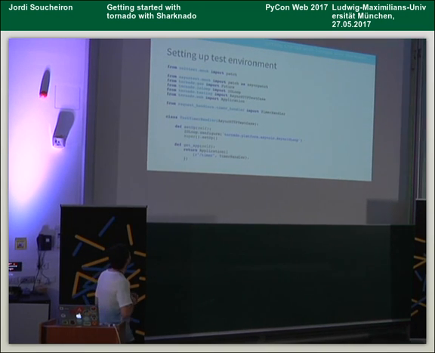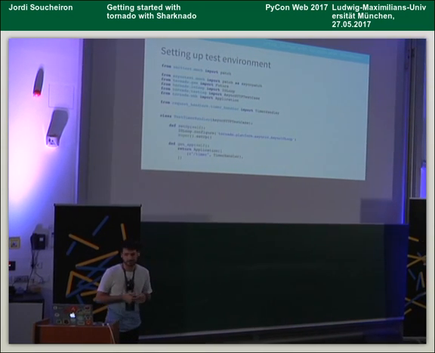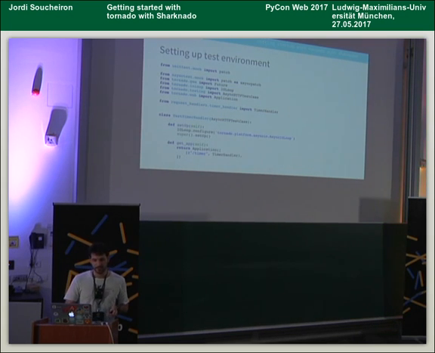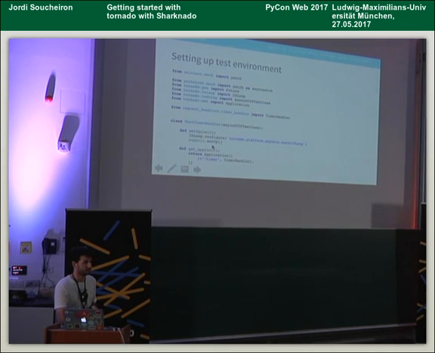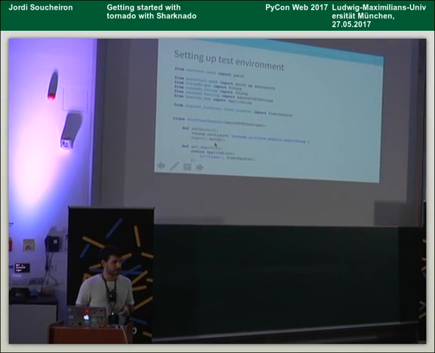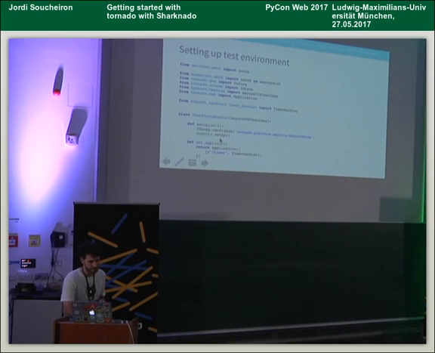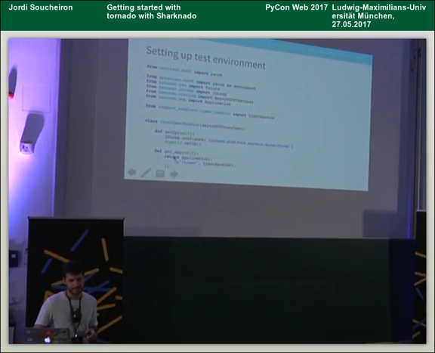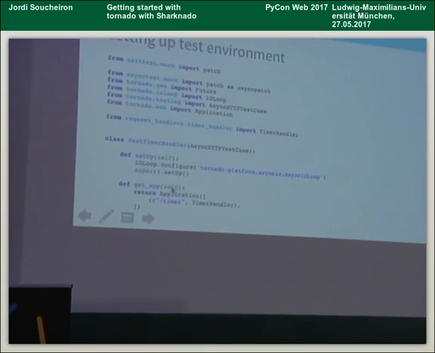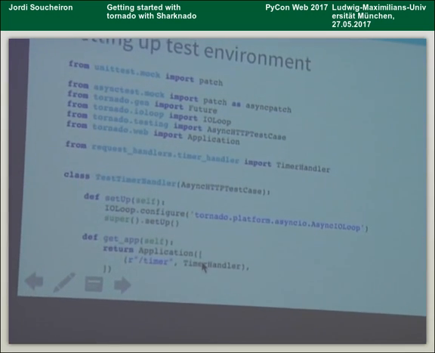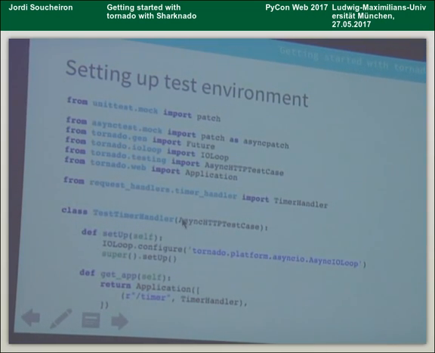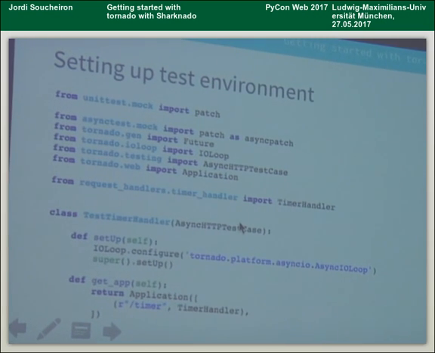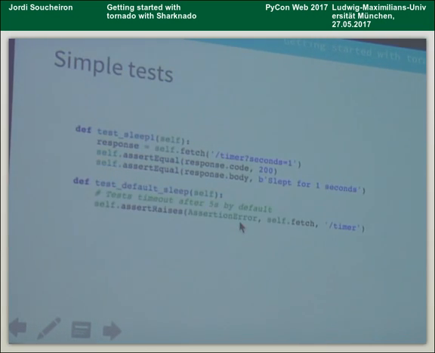Okay, here we can see how we would set up the test environment. Basically, we would need to define what IO loop we want to use. In this case, it's the asyncio one, because it's easier for certain tests. Then we will need to define the application that we want to use. In this case, we just want to test the timer handler. And we need to inherit from AsyncHTTPTestCase. And then we can start writing the tests.